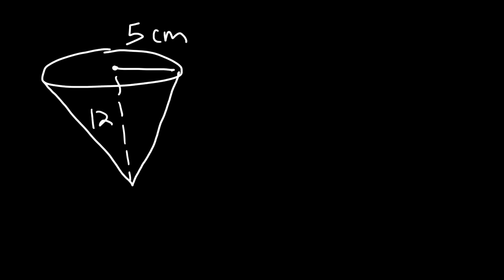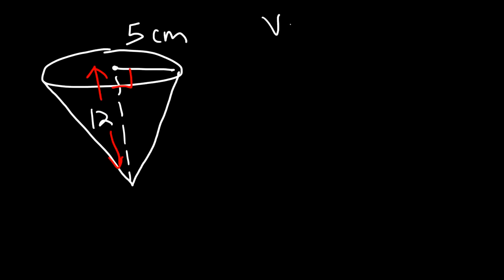So let's work on an example. Let's say the radius of a cone is 5 centimeters, and the height of the cone is 12 centimeters. Using this information, go ahead and find the volume, the lateral area, and the surface area of the cone.